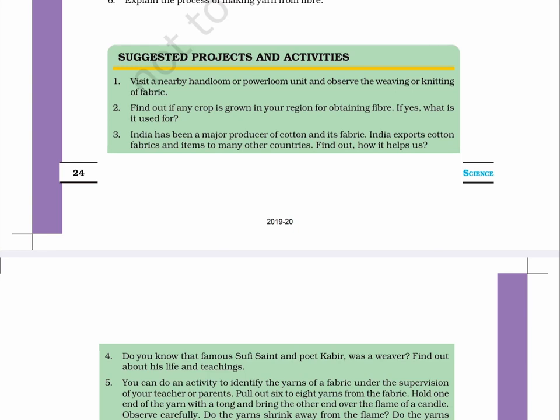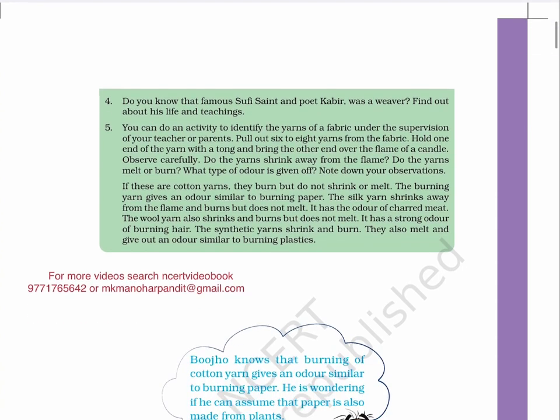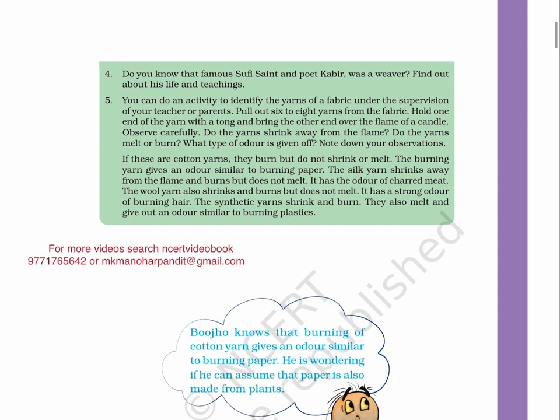Page 25. 4. Do you know that famous Sufi saint and poet Kabir was a weaver? Find out about his life and teachings. 5. You can do an activity to identify the yarns of a fabric under the supervision of your teacher or parents. Pull out 6 to 8 yarns from the fabric.